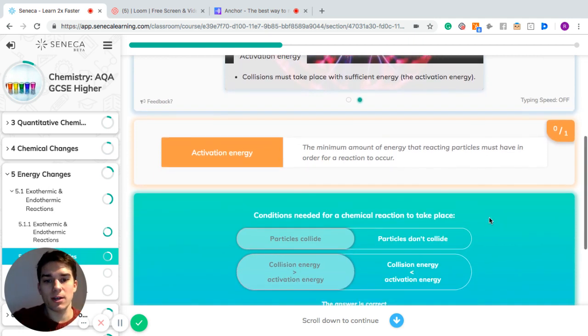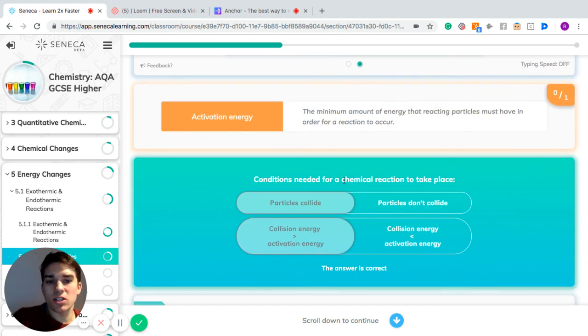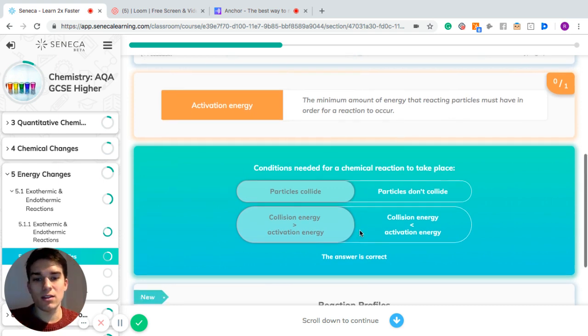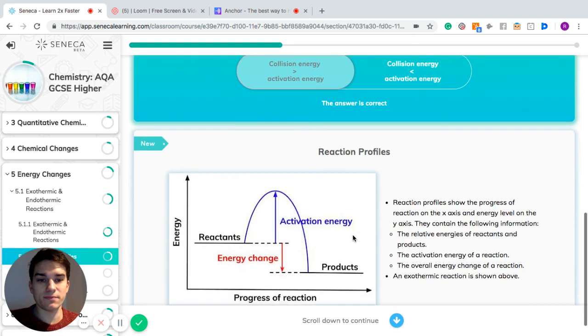to occur. And the conditions that we need for a chemical reaction to take place are that particles, first of all, must collide, and that the collision energy has to be bigger than the activation energy.